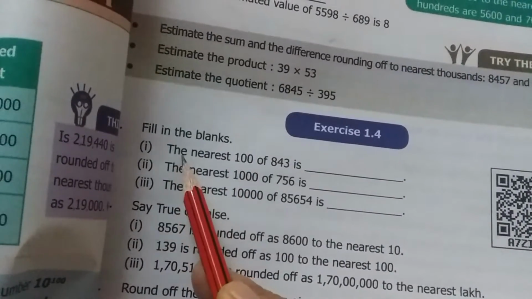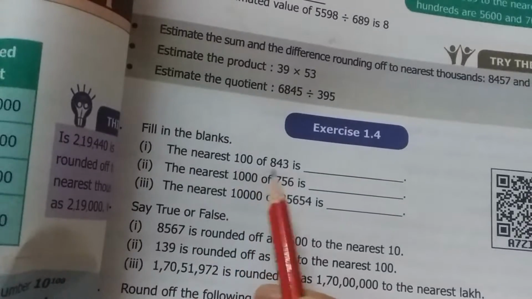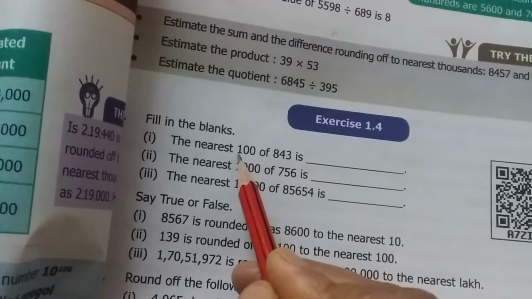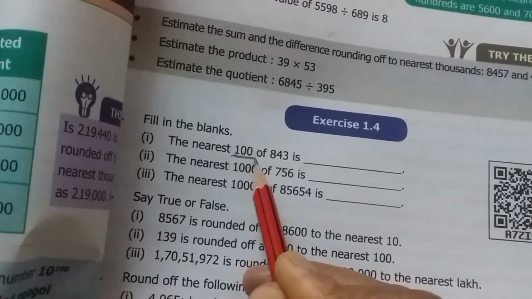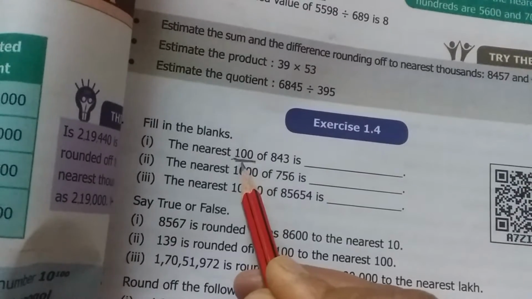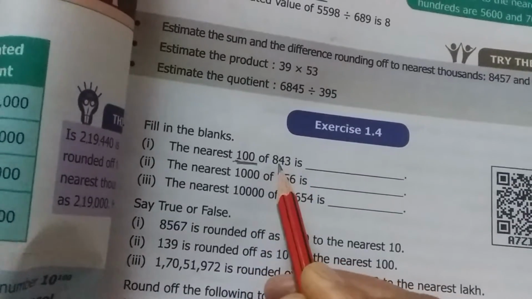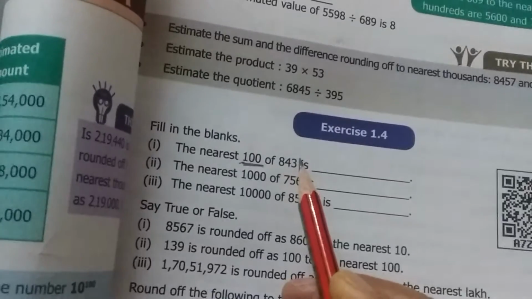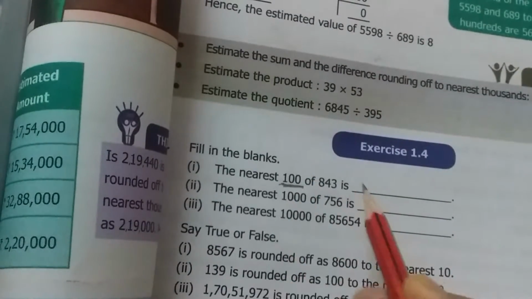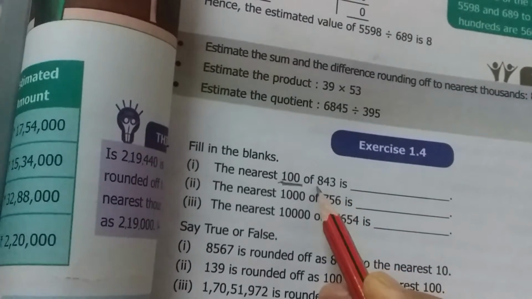The first is the nearest 100 of 843. So what is the rule? Nearest 100. First you see the place for which it has to be estimated. So it is hundreds place. So first thing we underline the hundreds place. So what is the first step we have to do? Underline the given place. What is the given place? 100. So you underline ones, tens, hundreds.